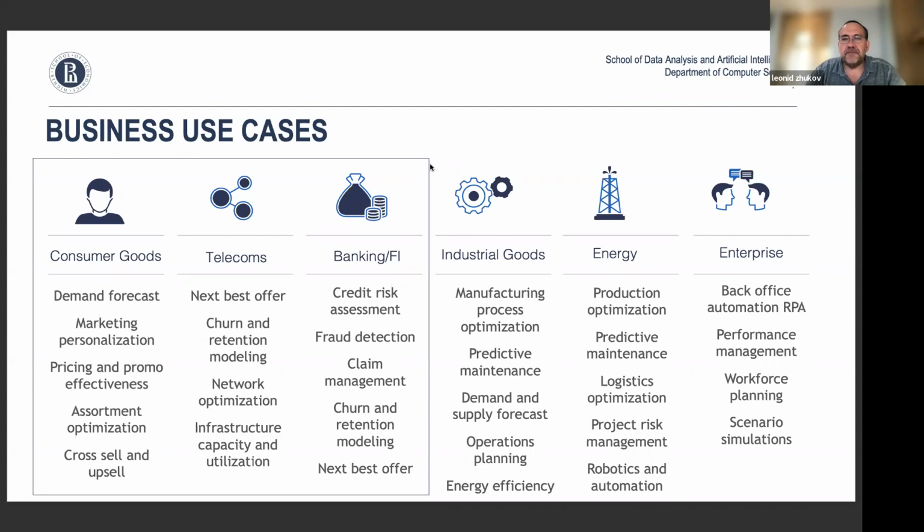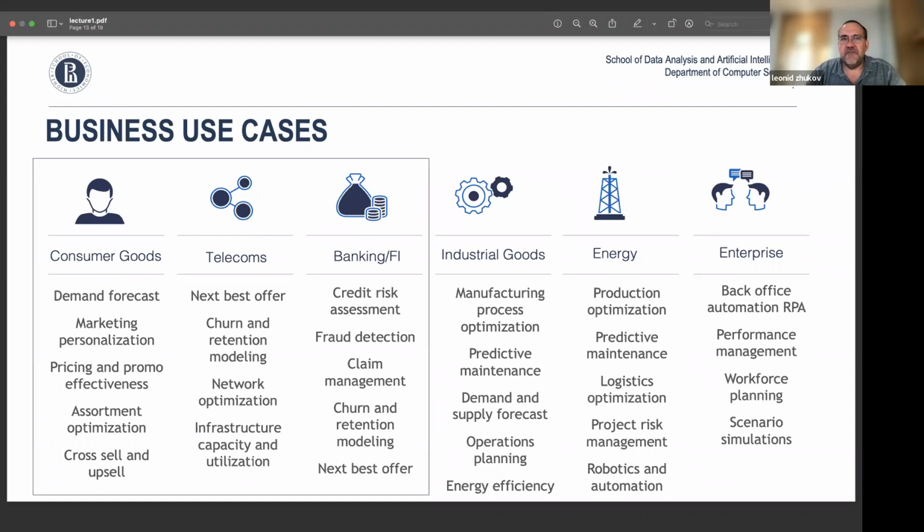Energy, well, this is also quite similar to industrial goods. It's also optimizing logistics. It's robotics automation. Think about oil production, oil platforms. Think about all those gas transport systems, pipes laid around the country. There are a lot of numerical things you can do in both of those.